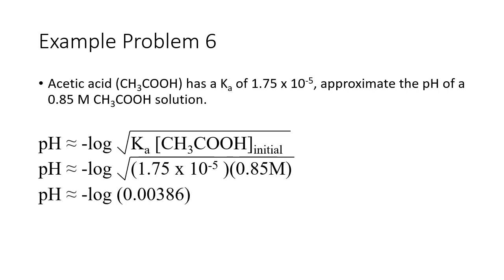We'll put that into our calculator. We get the pH is approximately the negative log of 0.00386. Running that through the calculator one more time gives us a pH of approximately 2.4, which if we did a quick Google search about acetic acid at 0.85 molar, which is actually the acid and concentration of household vinegar, we find that the pH should be roughly between 2 and 3. So we know that our approximation is pretty close.